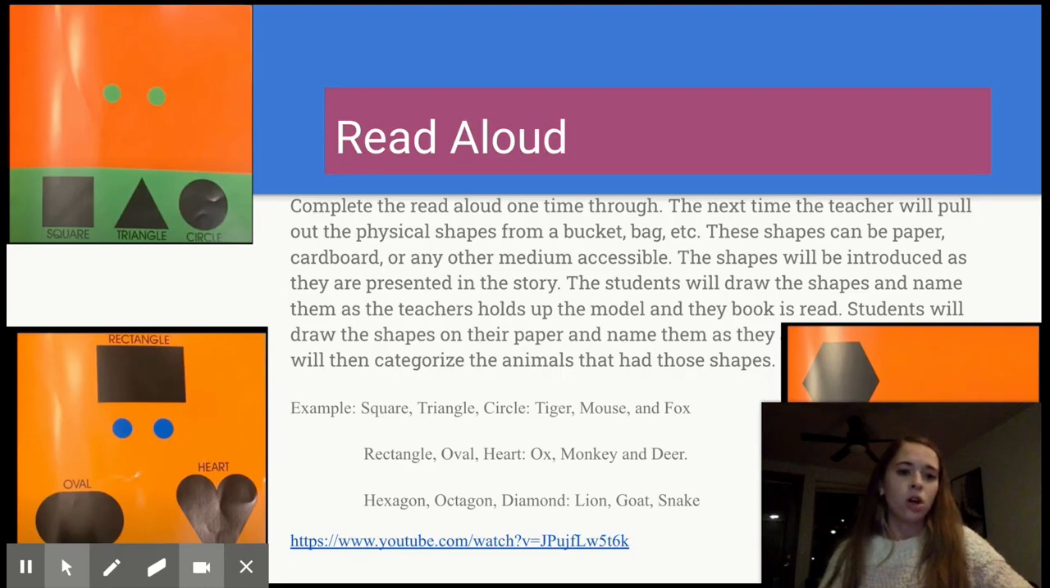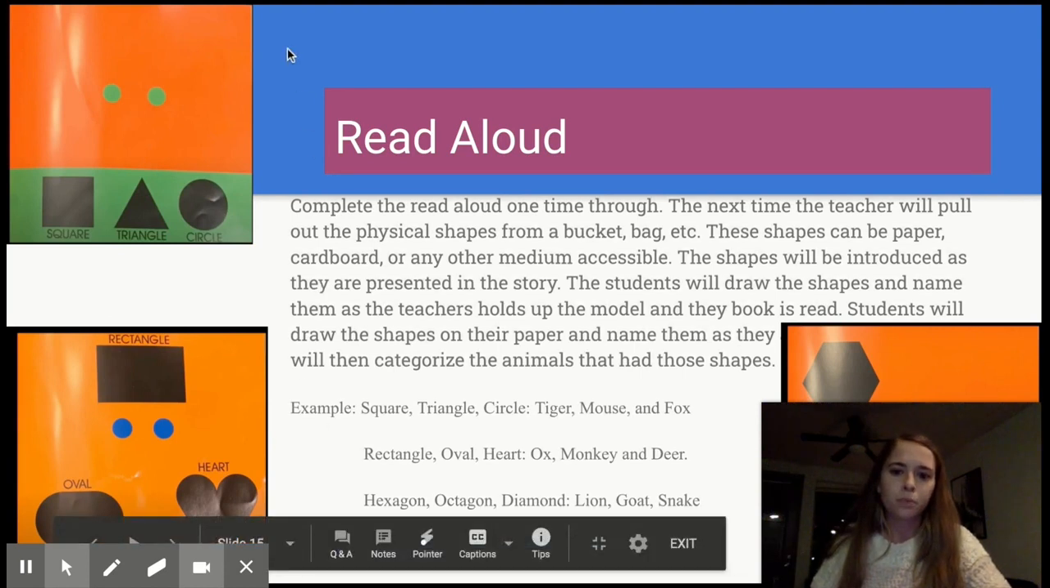So they'll read through that, and then the second time the teacher will pull out the shapes as they come along and name them, and the students will just jot down notes and little drawings on a piece of paper to recognize that the square, triangle, and circle went with the tiger, mouse, and fox, and then so on for the next activity. And this uses ovals and hearts, but that's not a part of the standard, so it's just a little fun thing that the students can do for extra points or to look at how shapes play along. And then this is the link to the read aloud.